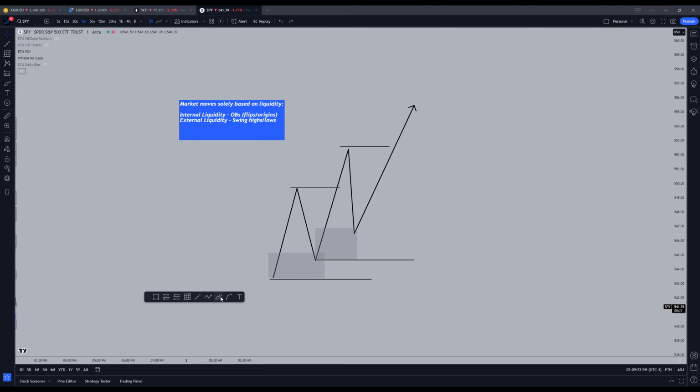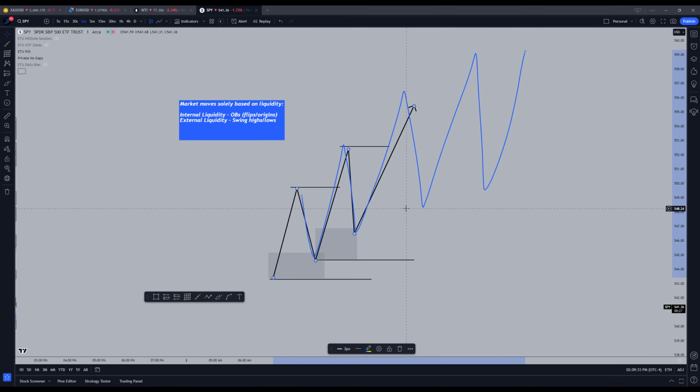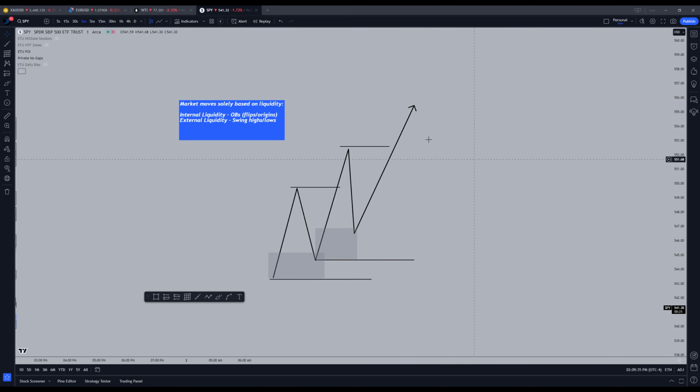In this case, in an uptrend or downtrend, we're going from internal liquidity to external. Internal, external, internal, external, internal, external. That's how price moves in an uptrend all the time. And then same for a downtrend.